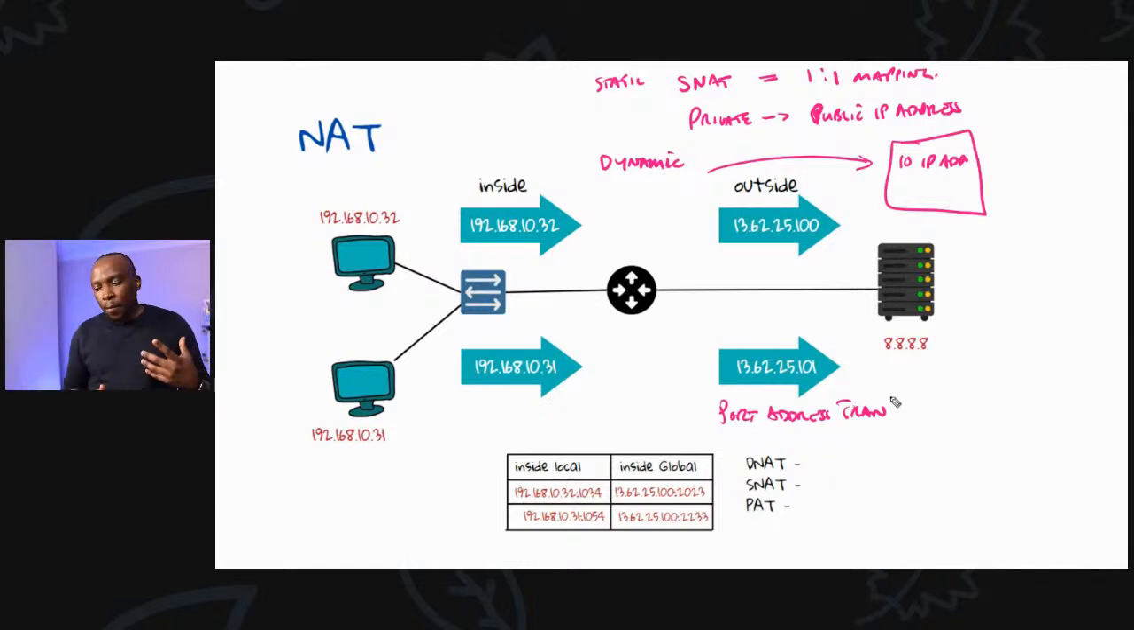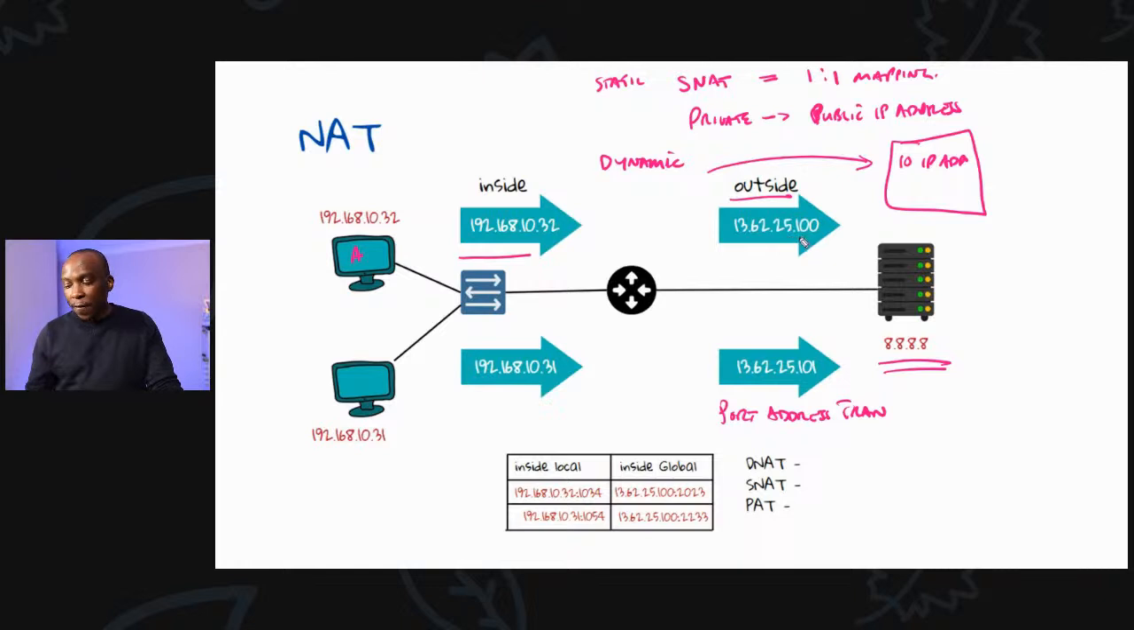PAT uses something known as port address translation. So when you go out, let's take computer A. It is trying to go to this IP address or to this website. And because we are using PAT, the inside IP address, which is the private IP address, is going to be 192.168.10.32. The public IP address, which is known as the outside address, is going to be 13.62.25.100.